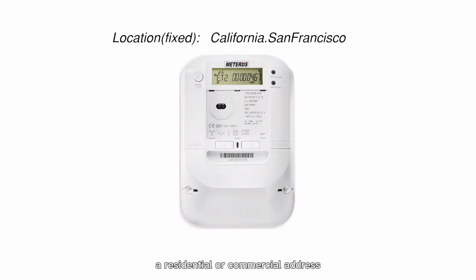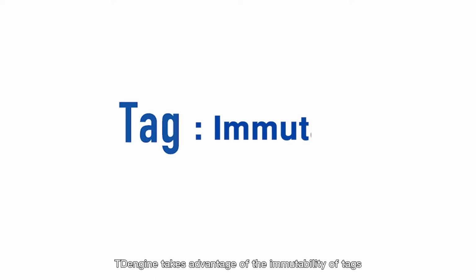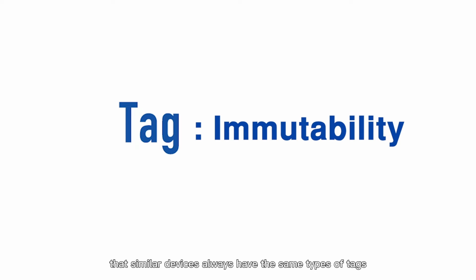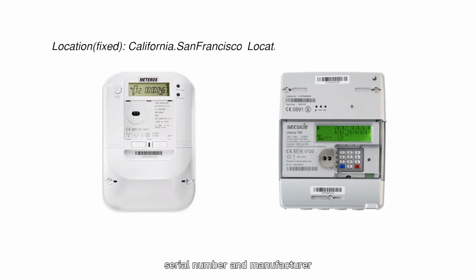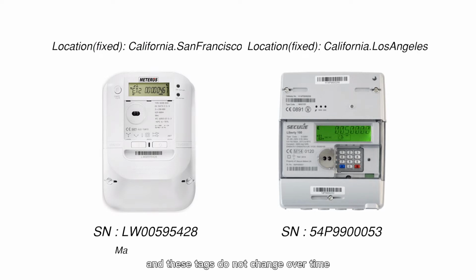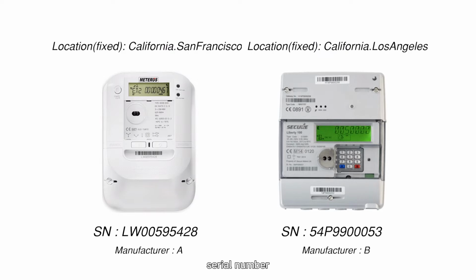A tag in TDengine is a static property of a device that does not change over time. For example, a smart meter would typically have a location, a residential or commercial address, that does not change. Data coming from a vehicle may have a VIN associated with it, which would also not change over time. TDengine takes advantage of the immutability of tags, and also the fact that similar devices always have the same types of tags. For example, smart meters typically have a location, serial number, and manufacturer, and these tags do not change over time. So a developer who is creating a data structure or an object definition for a smart meter would define location, serial number, and manufacturer as properties or attributes. In TDengine, these properties are tags.